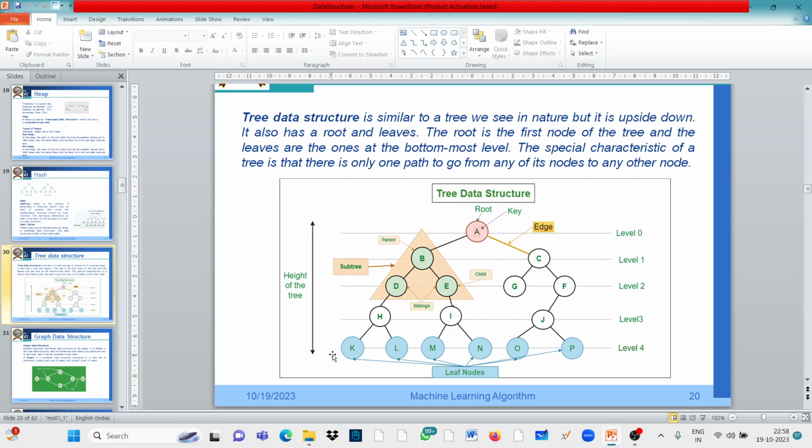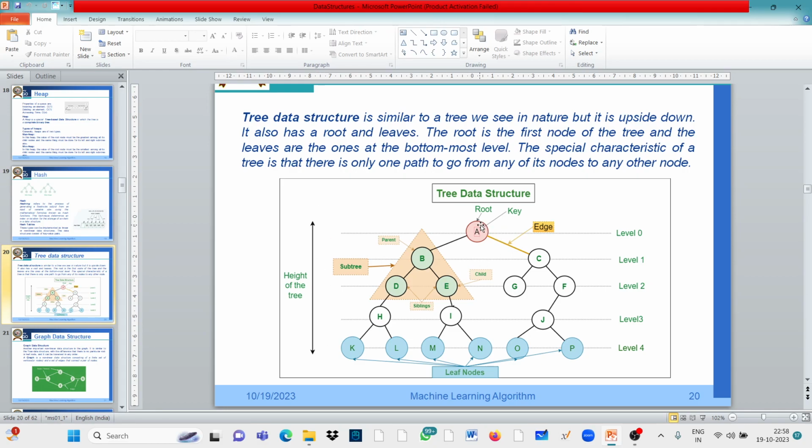And at the end, K, L, M, N, O, you can see they don't have any children, so they are the leaf nodes. We have various levels: level 0, level 1, level 2, level 3, level 4. What is level 0? This A, at this level there is only one node. At level 1, there are only two nodes. At level 2, there are 1, 2, 3, 4. At level 3, only 3 nodes, and at level 4 the remaining nodes are there. This is called the height of the tree.